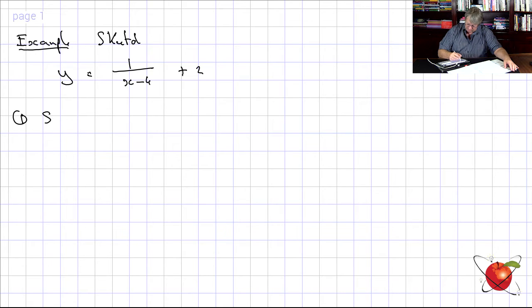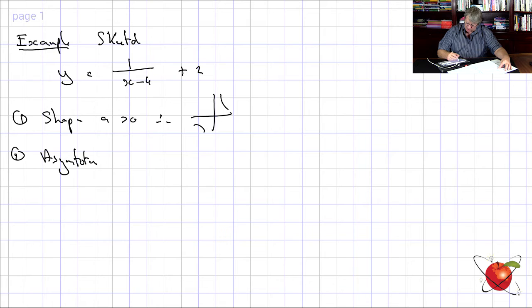Shape. A is greater than 0. Therefore, it's going to be in there, isn't it? Number 2, asymptotes. And we go horizontal. Horizontal, right? Let's have a look. If it's the horizontal asymptote, that's Q. Therefore, y equals 2. Isn't it?